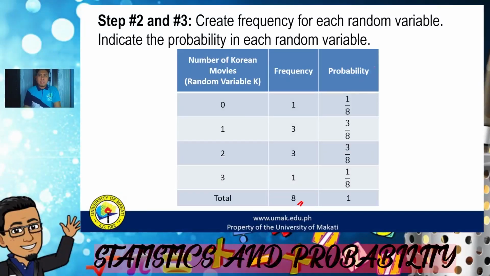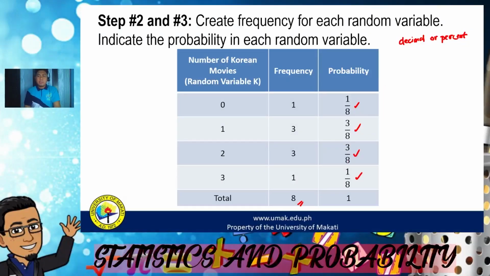Now, when it comes to probability, all you have to do is make your frequency the numerator and your total the denominator. So we have 1 over 8, that's why we have 1 eighth. 3 over 8, that's why we have 3 eighths. 3 over 8, 3 eighths. And 1 over 8, 1 eighth. Now, you can represent your probability as a fraction. Pwede rin naman pong decimal, or pwede rin naman in percent form. Those are just some illustrations of probability: fraction, decimal, or percent.